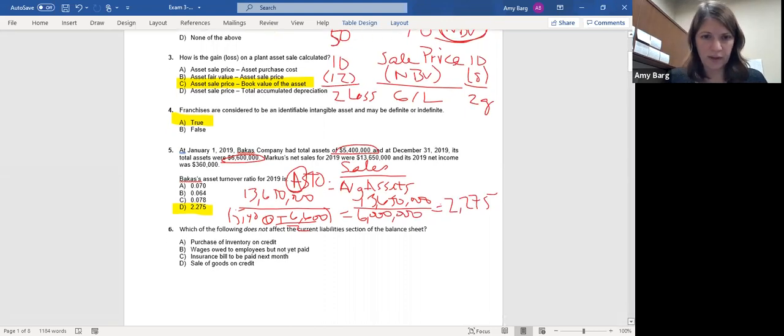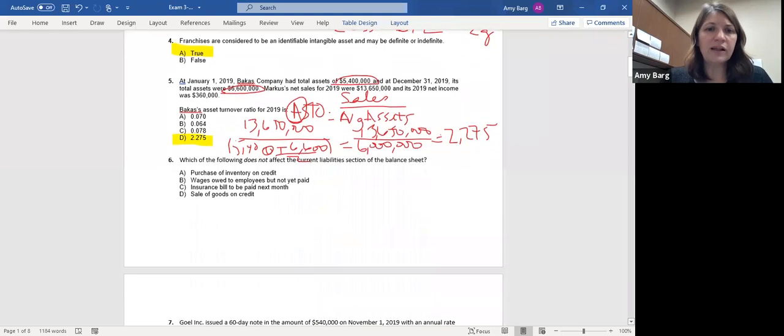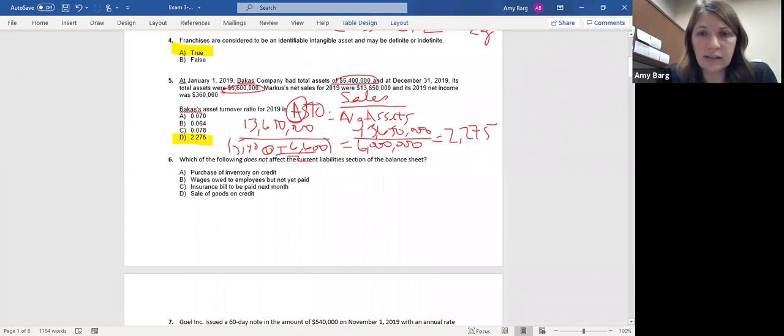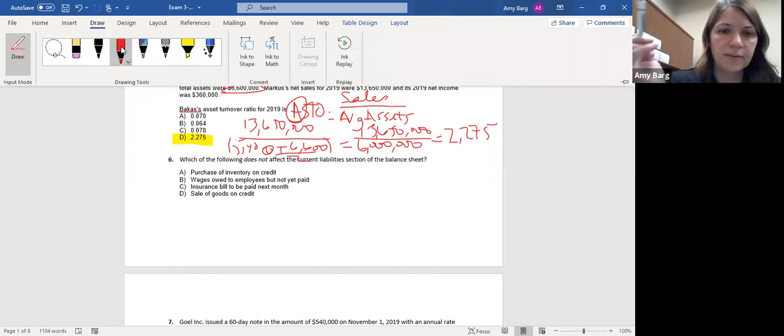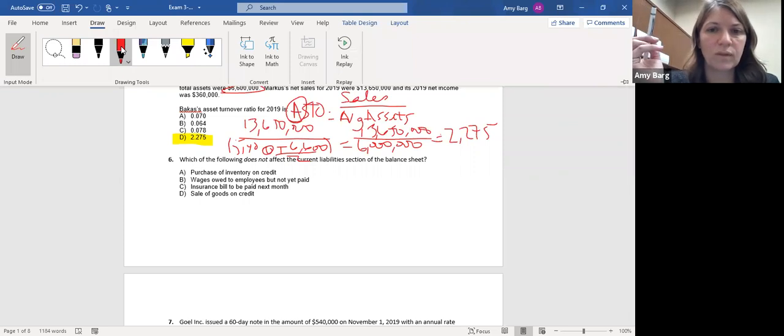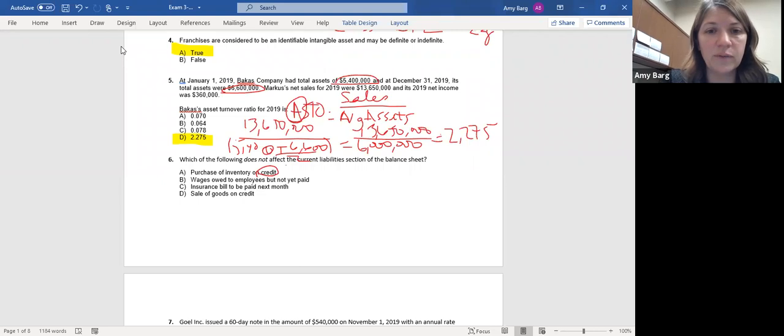Good on that. Okay. So which of the following does not affect the current liabilities section of the balance sheet? So current liabilities are, all right, well, so purchase of inventory on credit. So inventory on credit means that we are going to have an accounts payable. Is that a current liability? Yes, that is a current liability. So that will affect the current liability section.